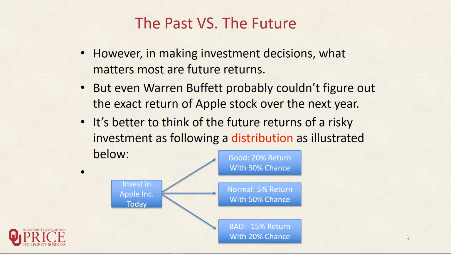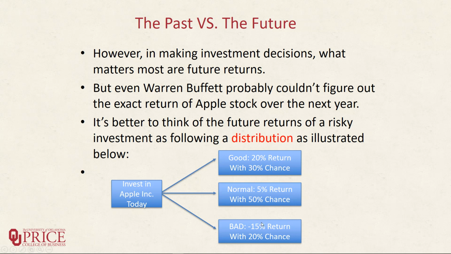Say I'm trying to forecast Apple stock return. Instead of saying that the stock return of Apple over the next year will definitely be 15% or something like that, we don't do that. Instead, we say that Apple stock return over the next year will follow such a distribution. I have three different scenarios in this distribution: a good scenario, a normal scenario, and a bad scenario. If it turns out to be good, then Apple stock return will be 20%. Under the normal scenario, it will be 5%. Under the bad scenario, it will be negative 15%.